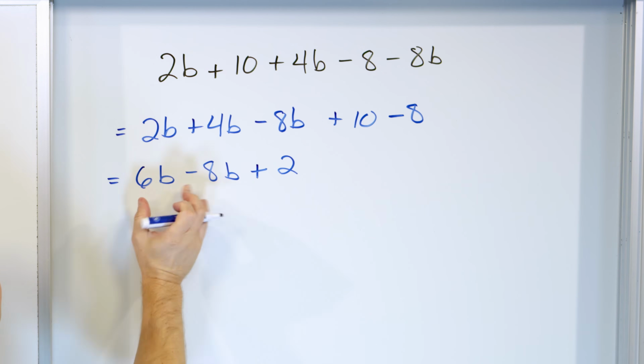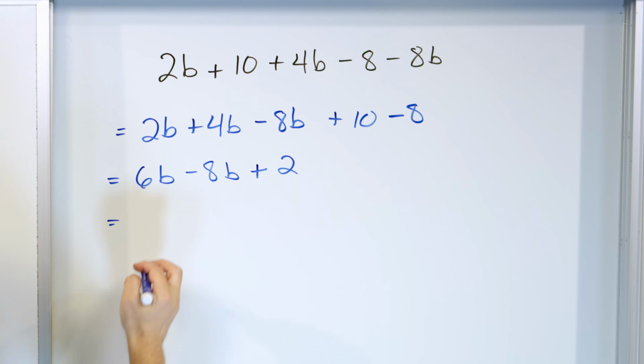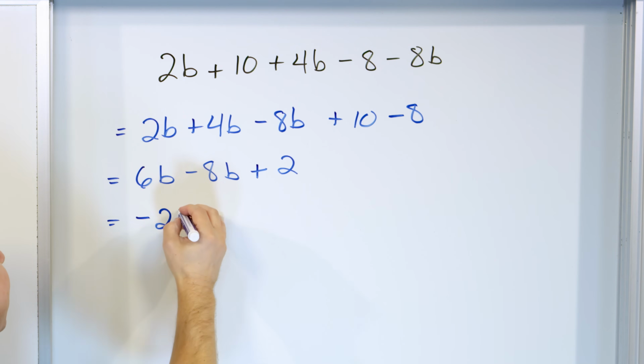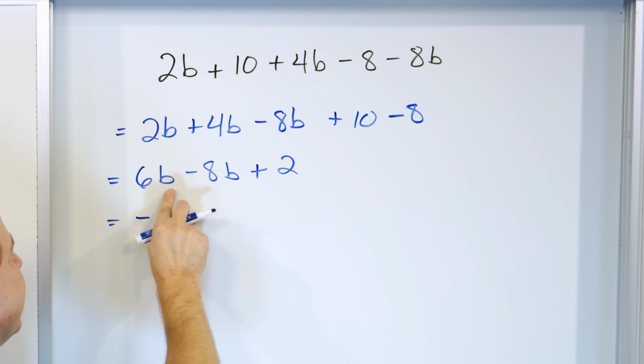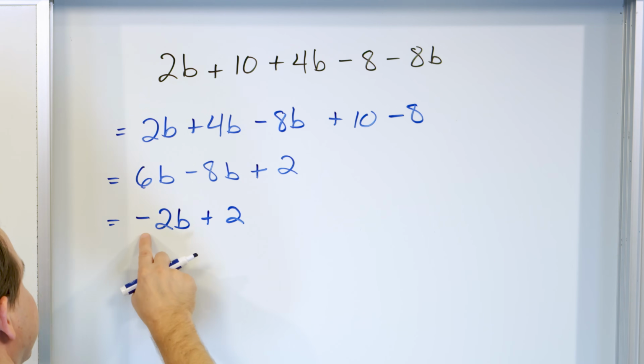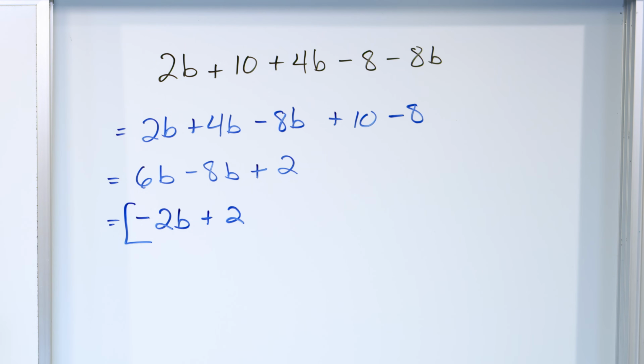Now these are, of course, like terms. You have 6 minus 8. What do you get when you have 6 minus 8? You have negative 2. Basically, you subtract, and the sign goes with the larger absolute value. But there has to be a b there because these are like terms, plus 2. And you typically want to write the variable term first, which is exactly what we have, negative 2b plus 2. And that's the final answer.